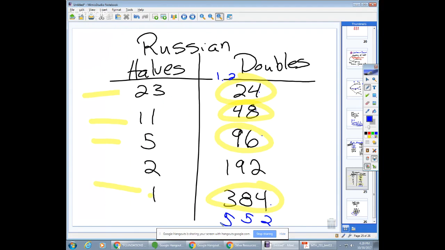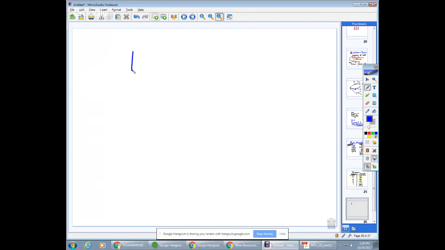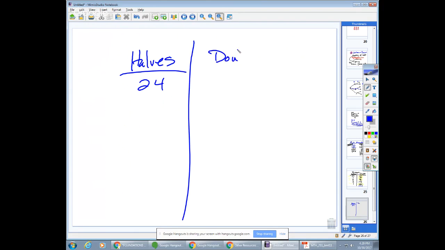So I'm just going to do it again, switching them. So let's, for the halves, start with 24. And for the doubles, 23 would have to start that column. So half of 24 is 12, right? Double 23, and I get 46. Half of 12, 6, pretty nice. Doubling 46, 92, is that right?